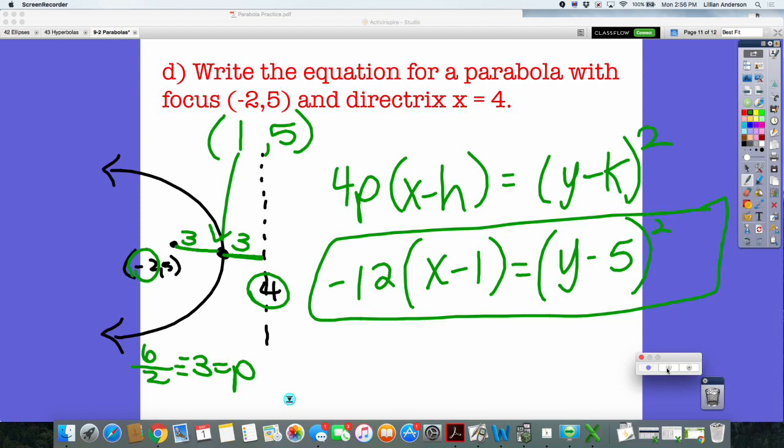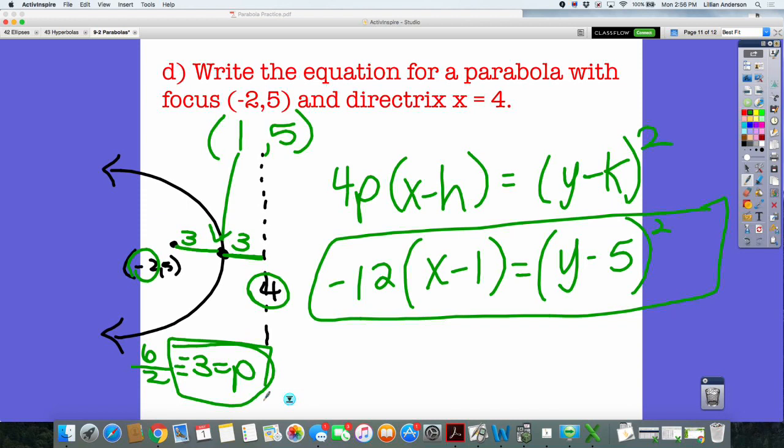Where do we get the negative 12 from? Well, when we divided, we got a positive 3 for P. But because it opened to the left, that's what allowed us to make it a negative. Okay?